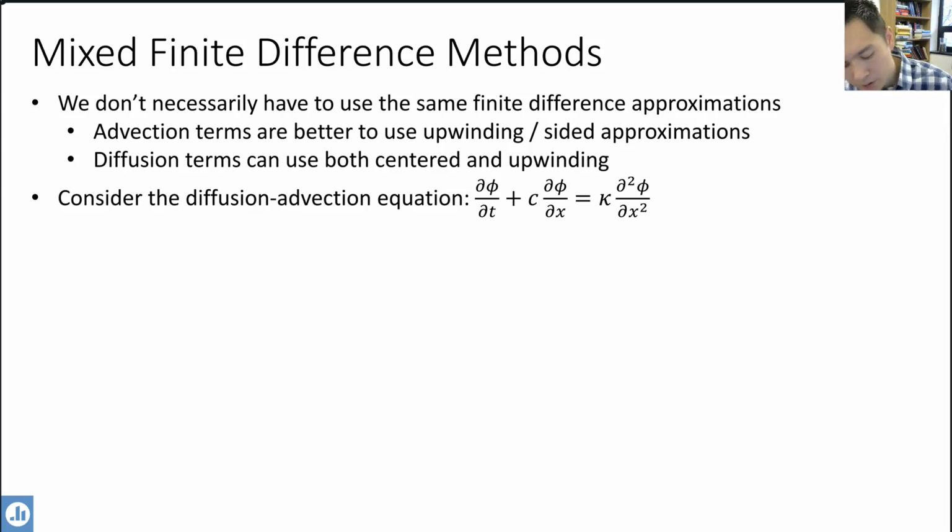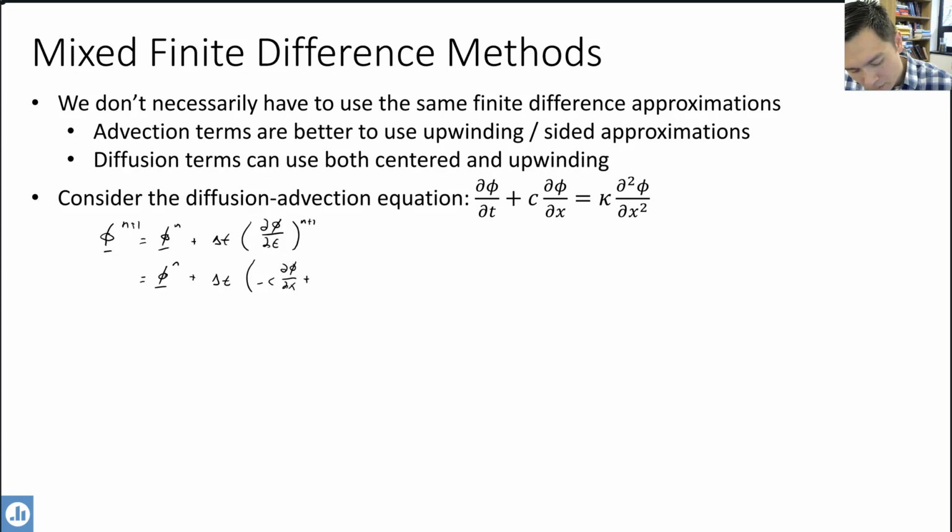If we just start with our implicit Euler equation, that's going to be phi n plus 1 is equal to phi n plus delta t times d phi dt evaluated at time index n plus 1. We can make our substitution then. That d phi dt is equal to minus c d phi dx plus kappa d squared phi dx squared. And again, we're evaluating at time index n plus 1. So now this is where we make our spatial derivative approximations. So this is going to be phi n plus delta t.